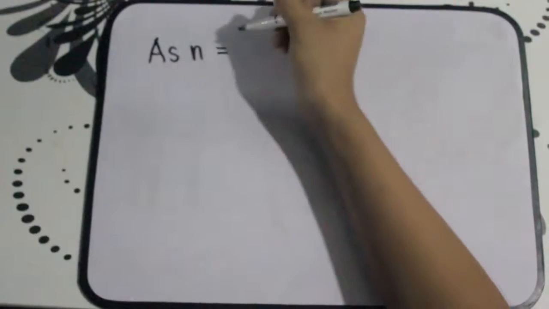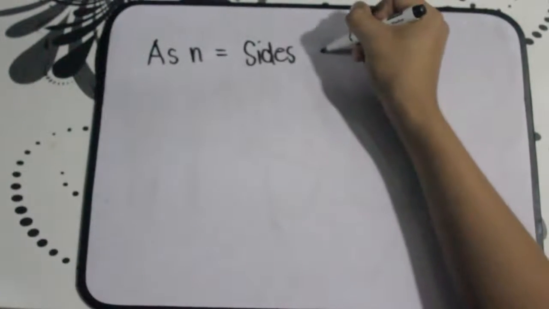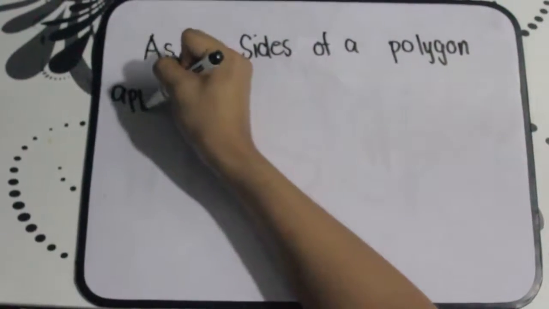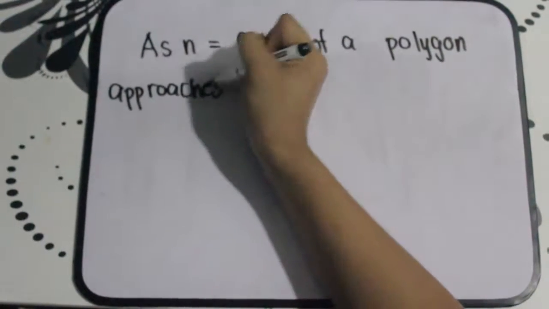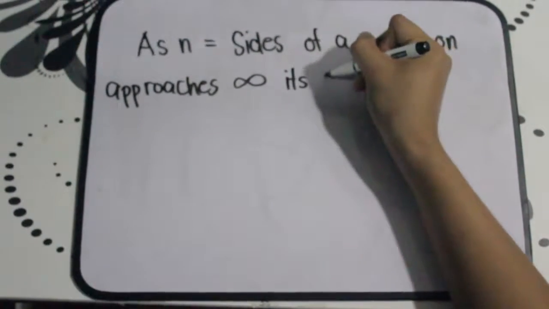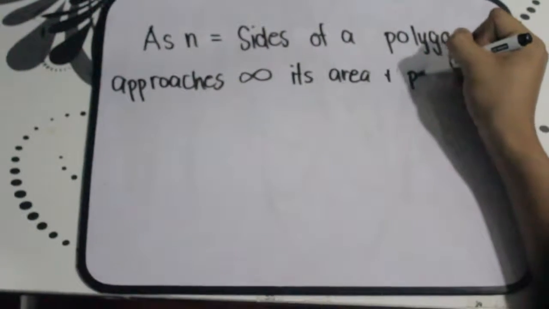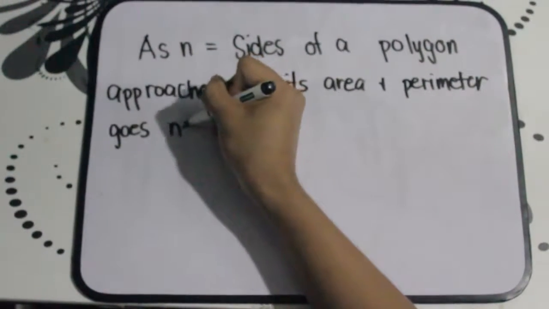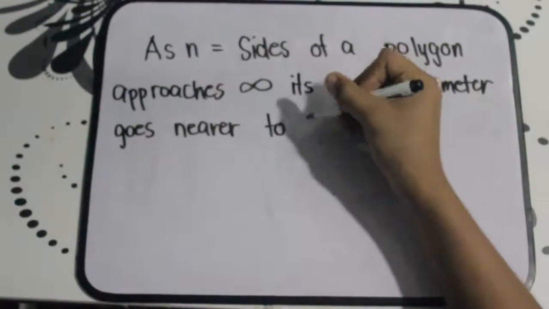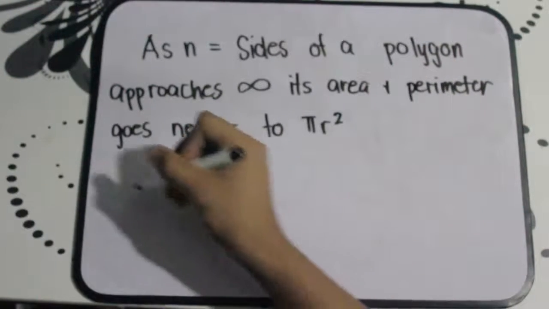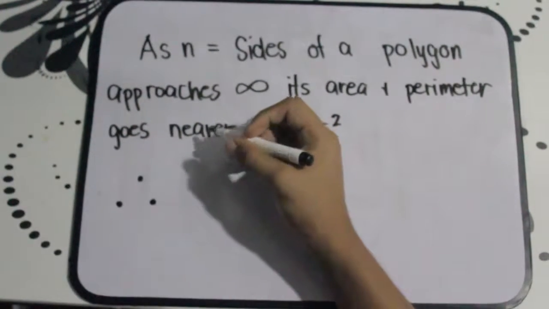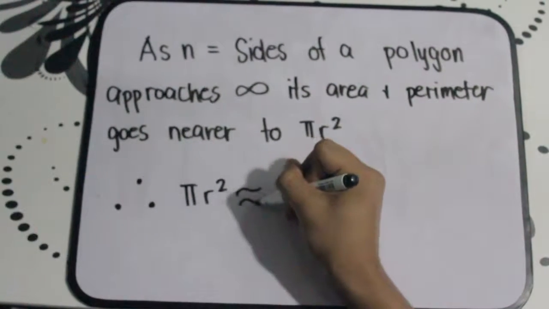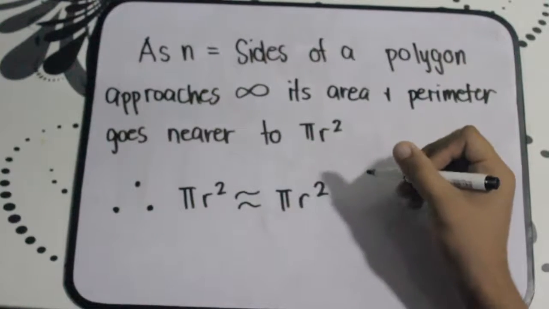As n, which represents the sides of a polygon, approaches infinity, its area and perimeter go nearer to pi r squared. Therefore, by the laws of mathematical induction and previous laws we just used, pi r squared is congruent to pi r squared for the area of a circle.